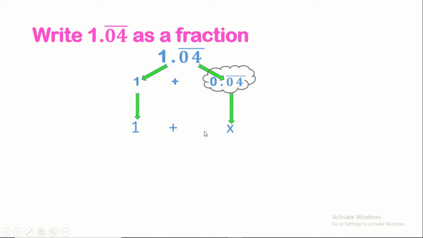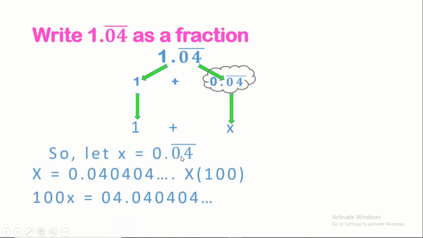Well, let's solve it together. Let x equal 0.04 bar. Well, how many digits in the decimal part? As you see, a periodic part, 0, 4, 0, 4. So 0 and 4 are the digits in the decimal part. We have two digits repeating themselves. We need two zeros, so we multiply it by 100. Now 100x equals, move the point by two digits, 1, 2.